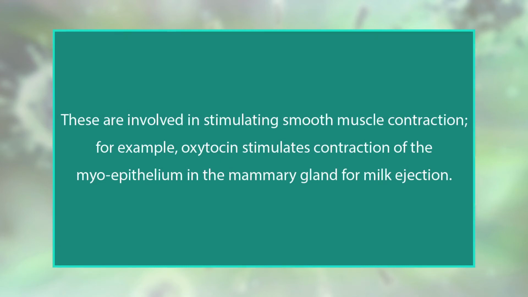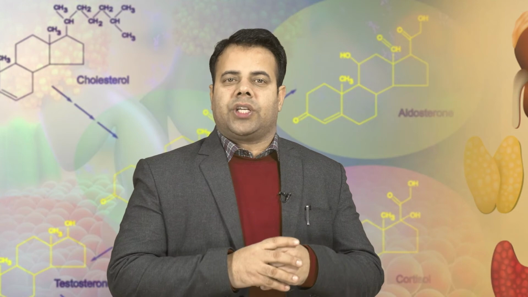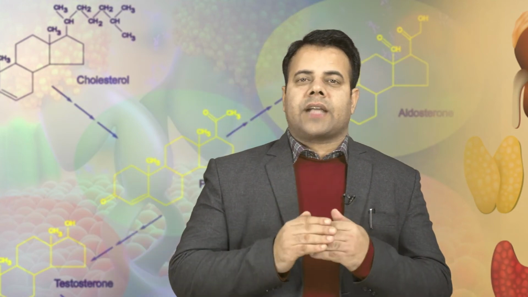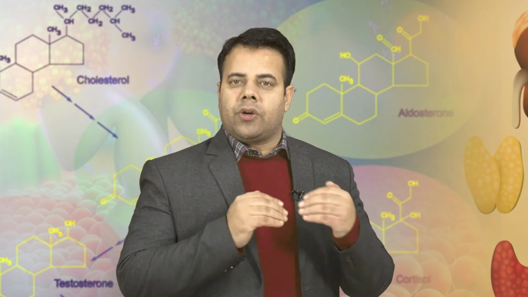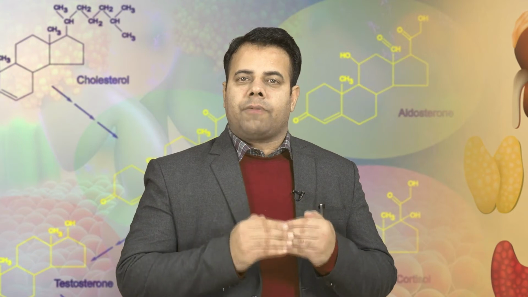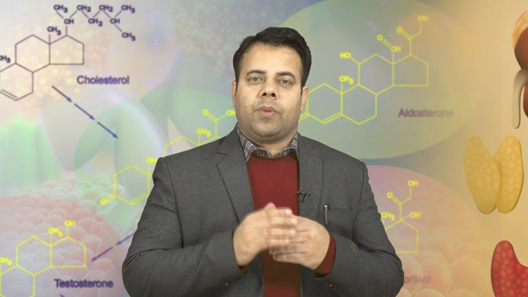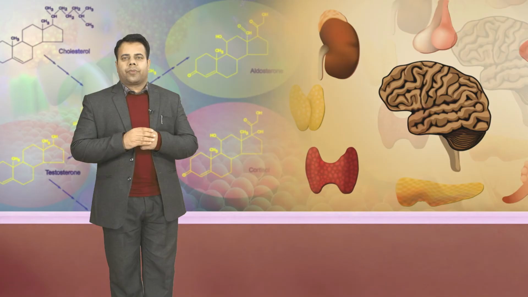Hormones are also involved in stimulating smooth muscle contraction. For example, oxytocin stimulates contraction of myoepithelium in the mammary glands for milk ejection. Hormones affect exocrine secretions. For example, secretin, a peptide hormone from intestinal mucosa, stimulates pancreatic secretions. Hormones also control endocrine secretions, and a number of tropic hormones from the anterior pituitary gland can stimulate or inhibit hormone secretion from the target organs.